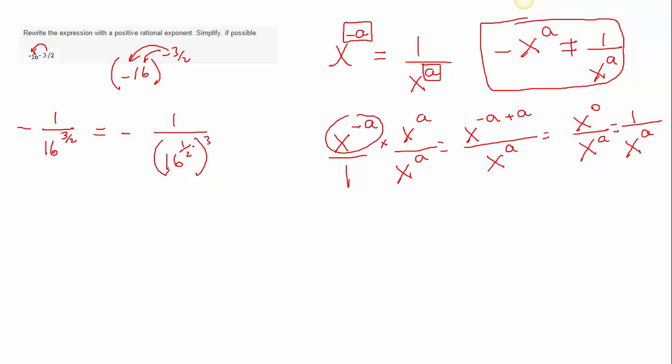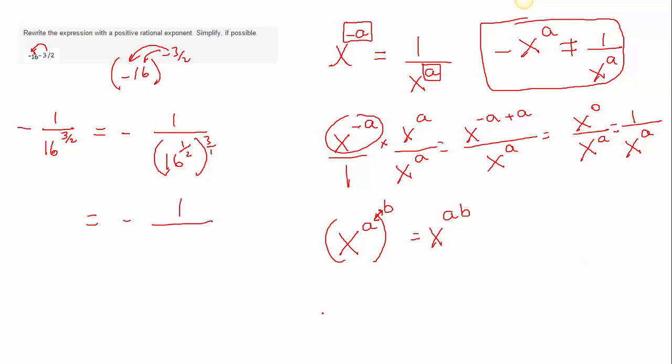The reason I can do that is because look at the rule here. Power to power we multiply, right? If you have an exponent notation raised to another exponent, to simplify the parentheses, you have to multiply the exponents. And notice here, if you multiply 1/2 times 3 over 1, you would end up with 3/2. So I haven't changed anything by going from here to here.